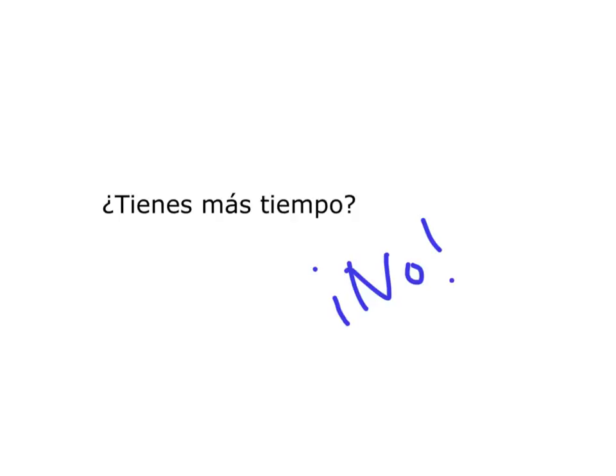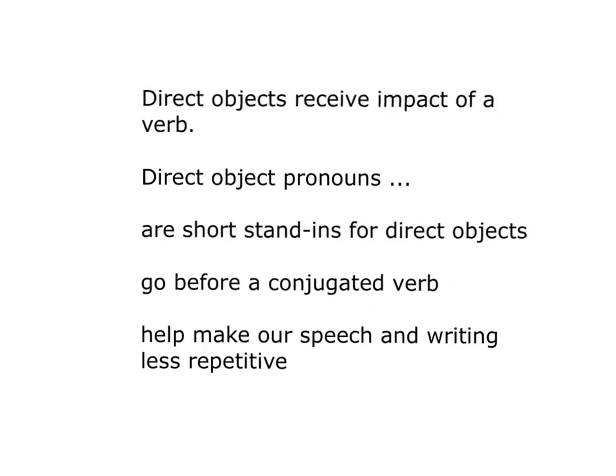Let's recap what we've learned. In this video, we learned that direct objects receive the impact of a verb, and that you can find them in a sentence with a quick and dirty trick of using the verb plus who or what. Direct object pronouns are short stand-ins for direct objects. In Spanish, they go before a conjugated verb, and we use them to help make our speech and writing less repetitive.